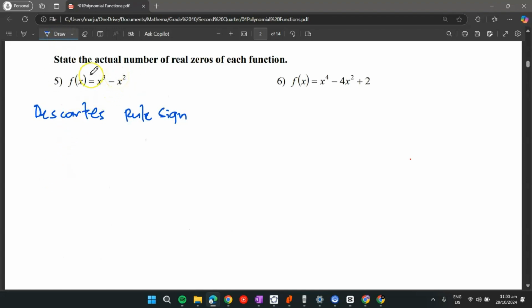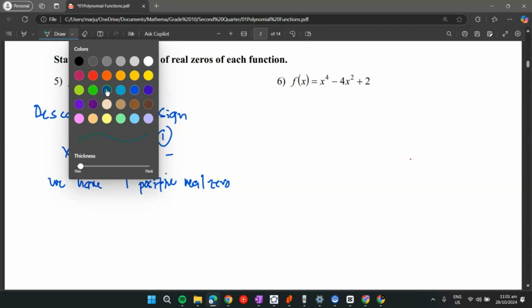So for example, if we want to know the number of positive real zeros, what we can do is just write the function and then count the change of sign. Our first term is positive and then the next term is negative. So how many changes of sign are there? There is 1. So from this test, we can say that we have 1 positive real zero. Now what about the negative?